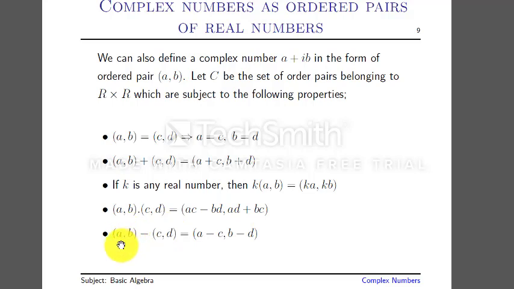We can also subtract two complex numbers. The real part must be subtracted from the real part, and the imaginary part must be subtracted from the imaginary part. So these are the same properties as defined earlier, but in the form of the ordered pair, because we can write a complex number in terms of the ordered pair.